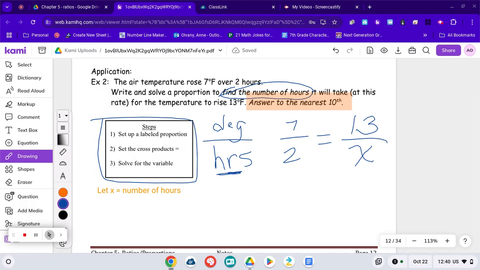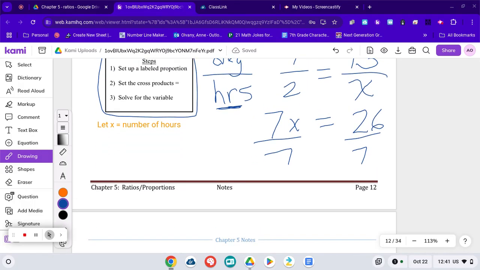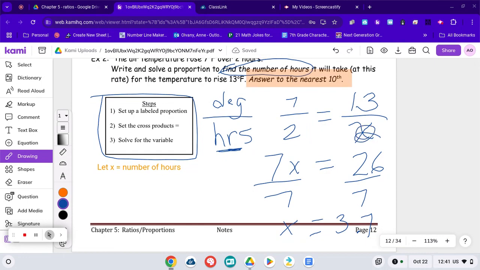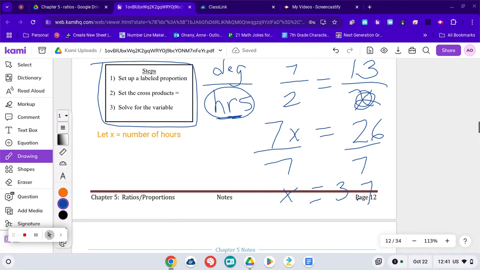Now that you've taken this and made a proportion, we can cross multiply. 7x equals 26. Divide both sides by 7. 26 divided by 7 is 3.7142. So I'm going to round to the nearest tenth. X equals 3.7. What was I looking for? I was looking for hours. So this is 3.7 hours, almost 4 hours. Okay?